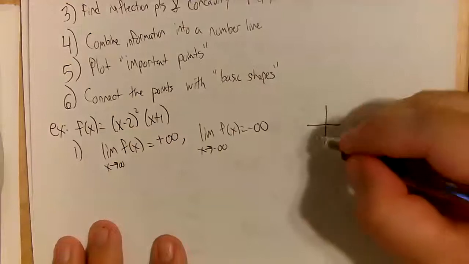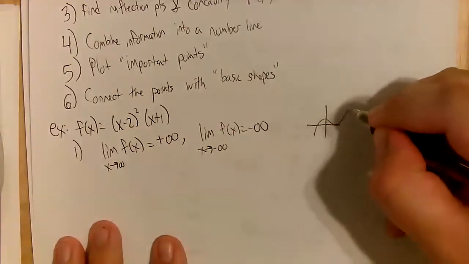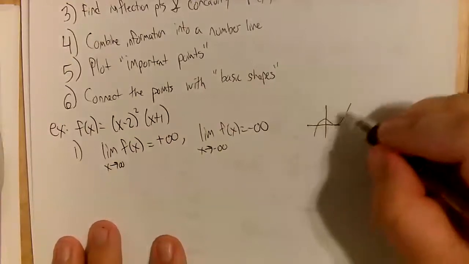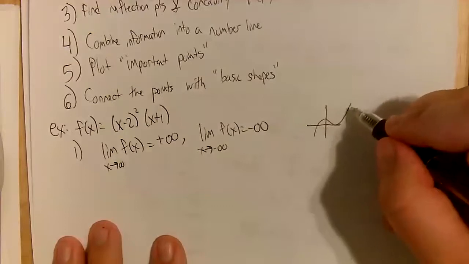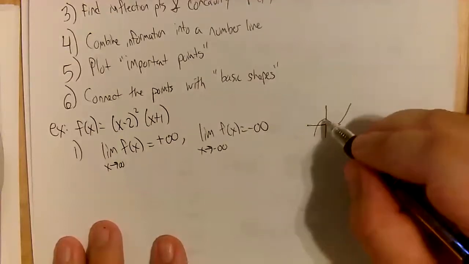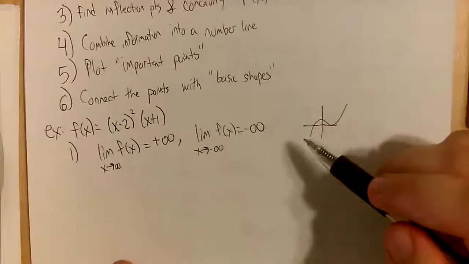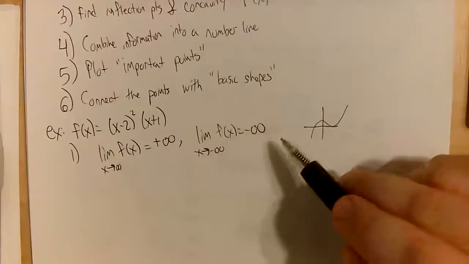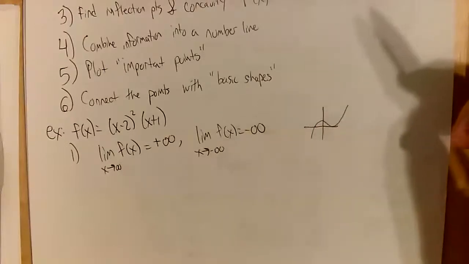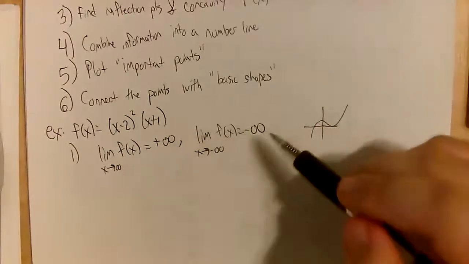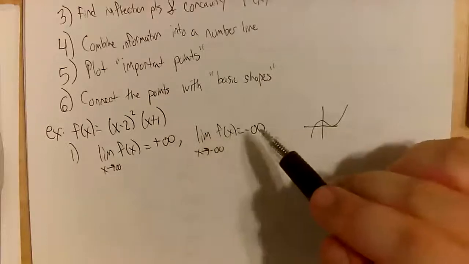Because cubic polynomials, they typically look something like this. And this is one with a positive coefficient. So we're going off to infinity this way and then down to negative infinity this way. All right, so this is the end behavior. And since these were both infinite, we don't have any horizontal asymptotes. So horizontal asymptotes come from when these limits are finite numbers.